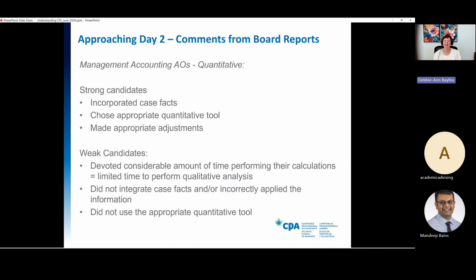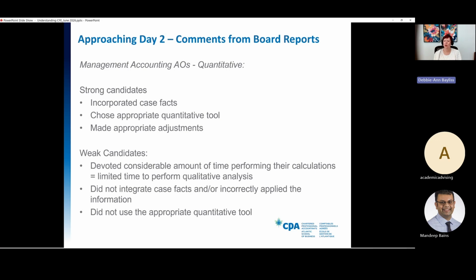First, we're going to look at a quantitative perspective for management accounting. So strong candidates incorporated relevant case facts. They chose the appropriate quantitative tool and they made the appropriate adjustments. On the other hand, weak candidates tend to devote a disproportionate amount of time to performing their calculations. And what ended up happening is that they had limited time to meet the qualitative expectations. Unfortunately, they did not integrate relevant case facts or incorrectly applied the information.